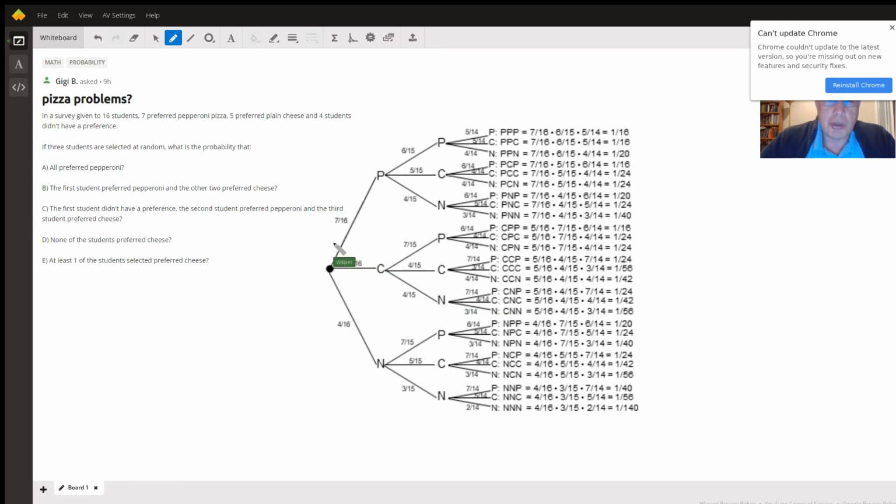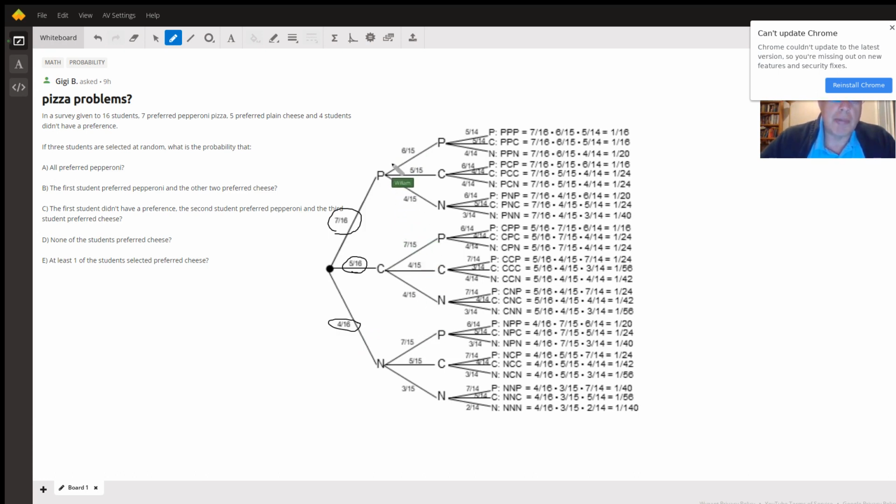Each situation here has the probability of that event happening. For instance, for the first person, there are 7 people that like pepperoni, and there are a total of 16 students. So the probability that a person would be picked that liked pepperoni is 7 out of 16. And you do the same thing for the cheese, which is 5 out of 16, and no preference is 4 out of 16. And then you do the same thing on the second step.